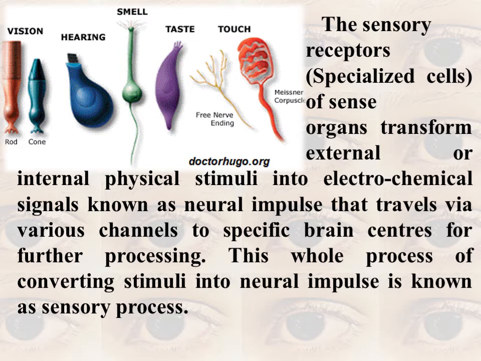So in a nutshell, the whole process of converting physical stimuli, internal as well as external, into neural impulses is known as the sensory process. If someone asks you what sensory process is in a line, you can say it is transforming physical stimuli into neural impulses. That is the only function of your senses. Senses never understand what the object is. Suppose you are watching this video.